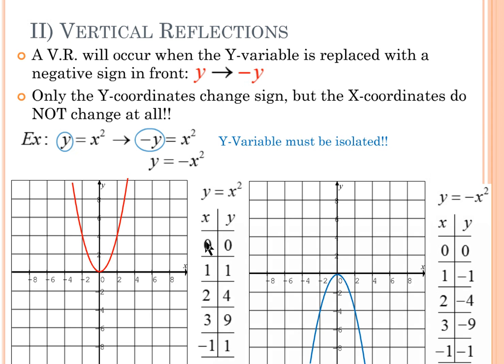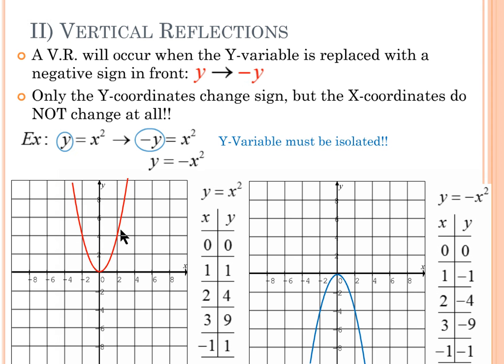Now, if you compare the table of values, you'll notice that the x values are the same, but the y values are different. So these y values are positive, and the y values over here are negative. And that's because you changed y to negative y, so all your corresponding y values should indeed be negative.